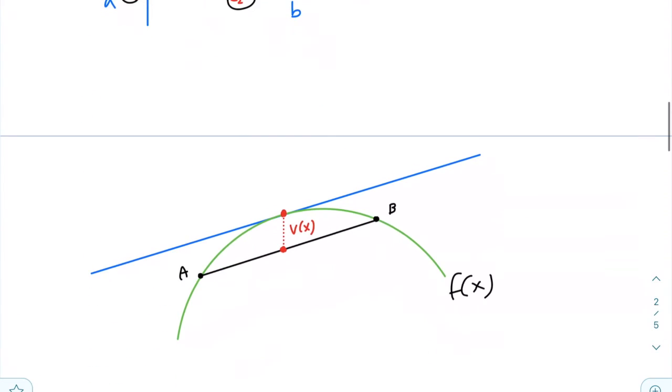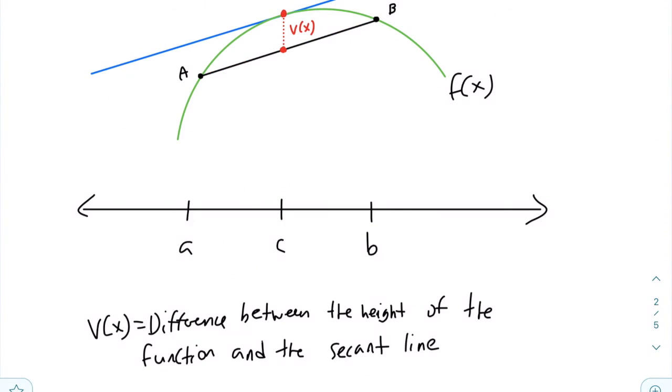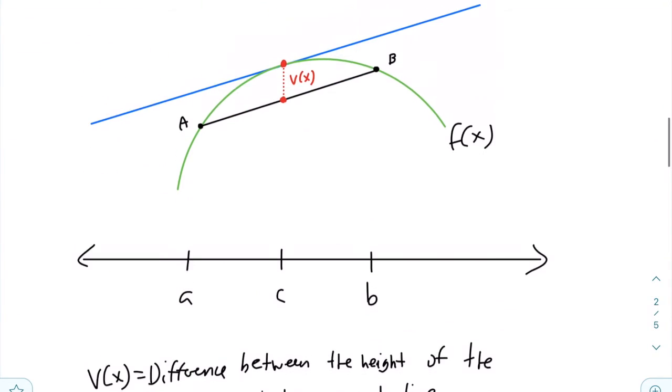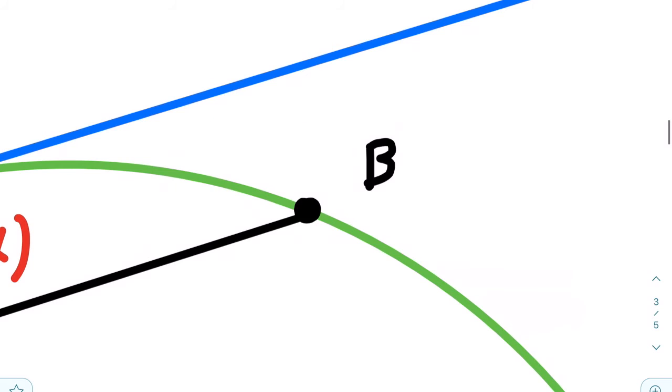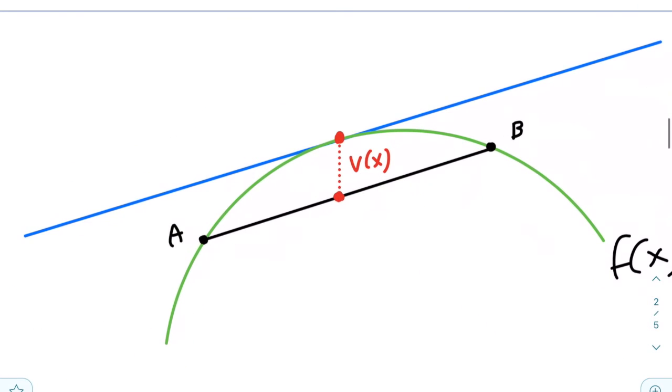Okay, so let's look at how we prove it. So we're given this function in green, f of x, and it's kind of curved, and we have a and b here. So we have the interval a and b. So f of a is going to be right here, f of b is going to be right here, and we're going to make a secant line between that.